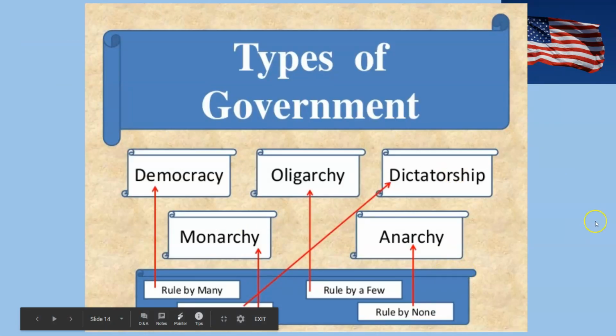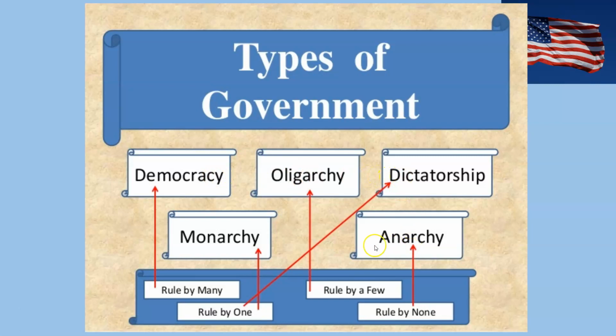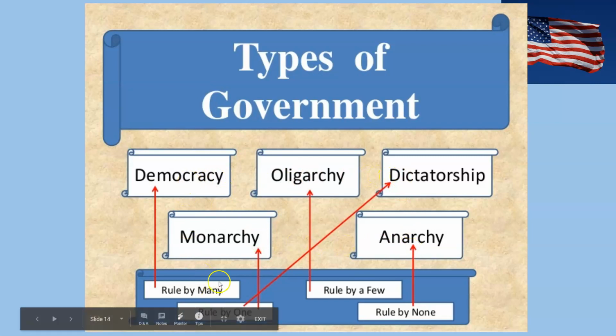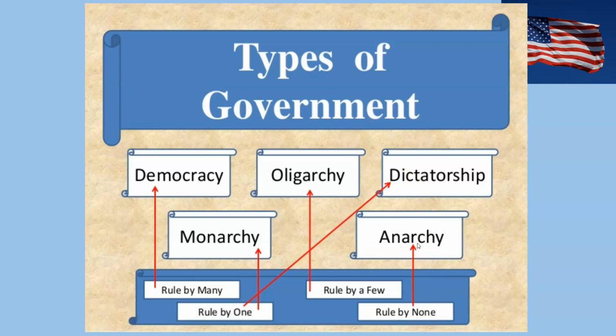All right, so just taking a look here. Democracy, oligarchy, dictatorship, anarchy, monarchy. Democracy, ruled by many. Oligarchy, we didn't really talk about that, but that's the rule of a few. Anarchy, that's ruled by none. Anarchies usually don't last too long because it's just mass chaos. Then we have a dictatorship ruled by one, and a monarchy is also ruled by one. So they're kind of the same there.